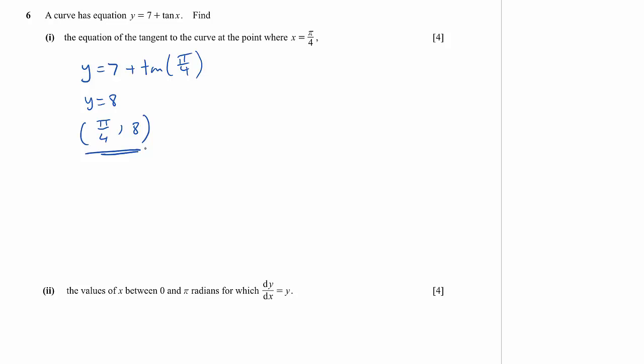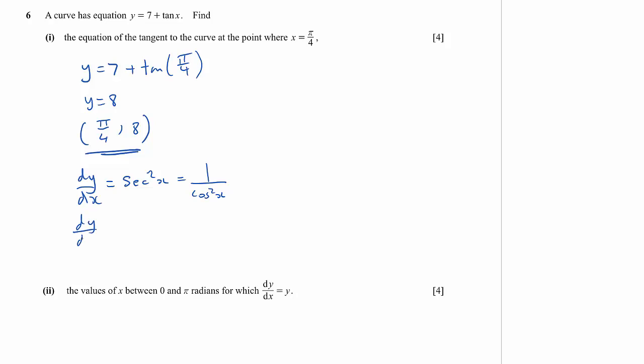And we're also going to want the gradient. So do dy dx. Now you can do tan x as a quotient, but it's best just to remember that when you differentiate tan x, you get sec squared x. The 7, of course, will just disappear. So we are going to get sec squared x, which remember is 1 over cos squared x.